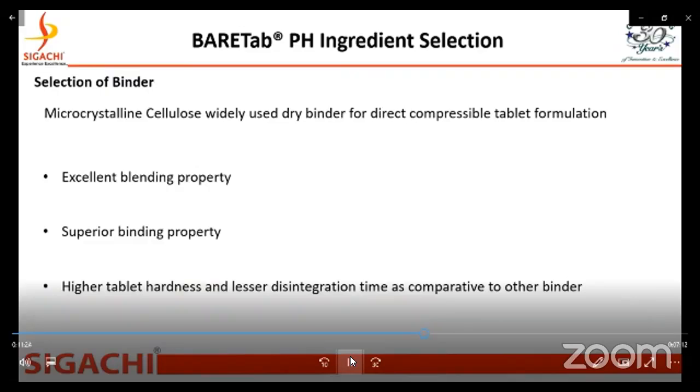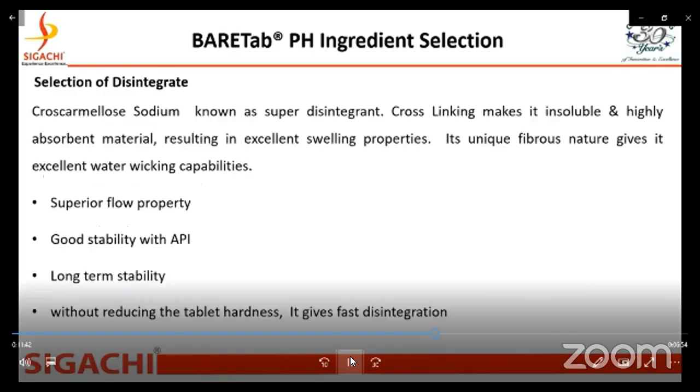Selection of binder. Microcrystalline cellulose is widely used as a dry binder for direct compaction formulation, and it delivers excellent blending property, superior binding property, and higher tablet hardness with lesser disintegration time as compared to other binders.